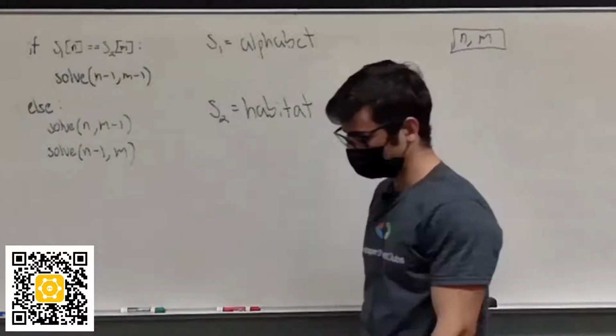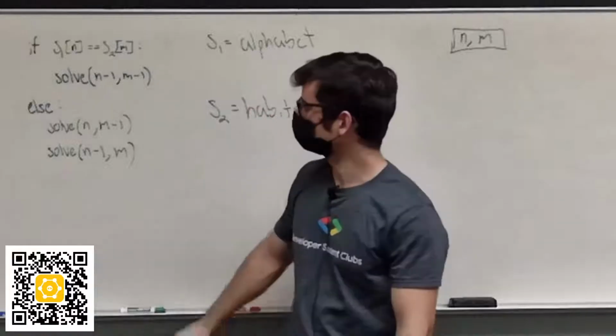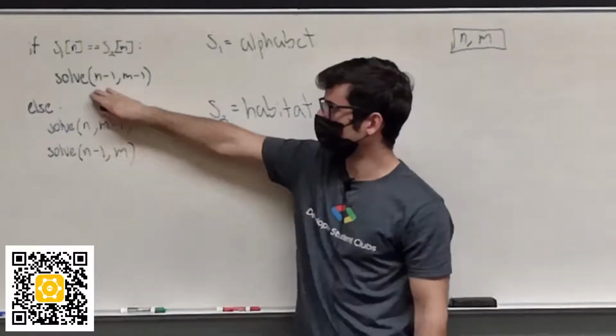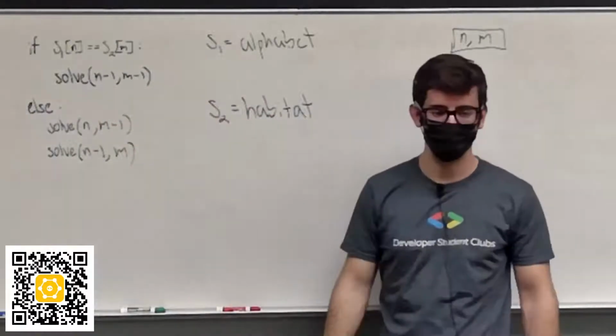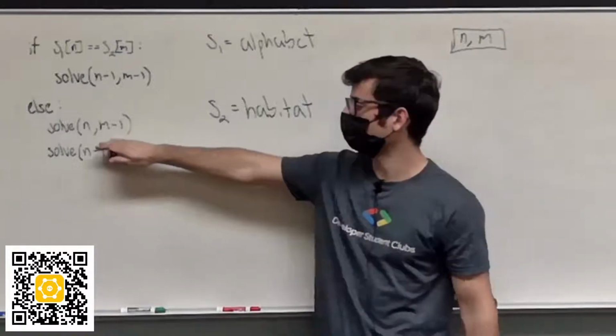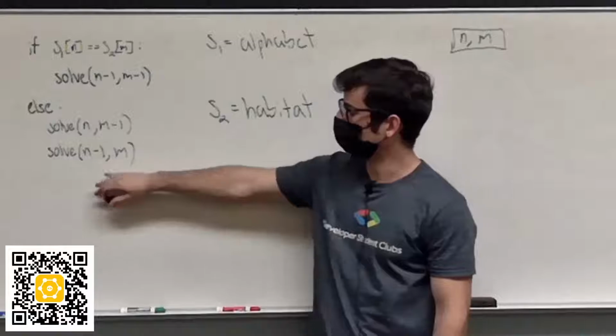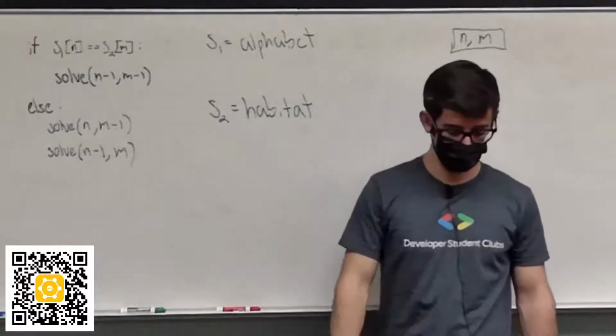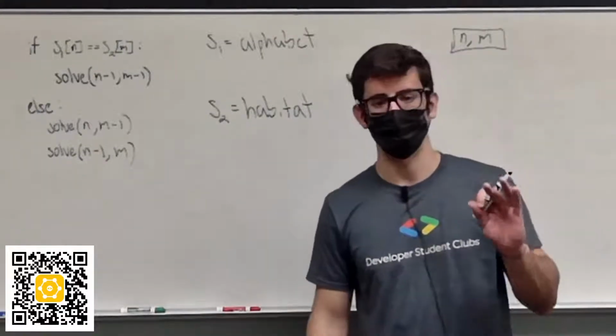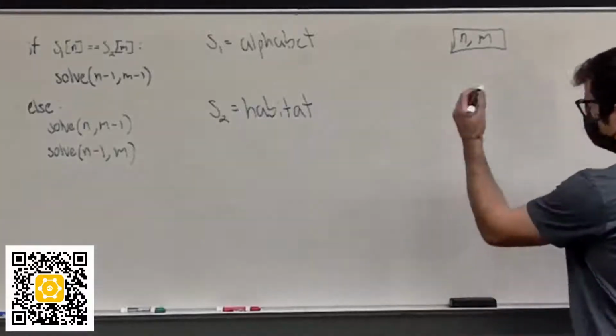This function could return 3 things. It could either call itself with n minus 1, m minus 1, or it could call itself with n and m minus 1. Or finally, it can do n minus 1, m. So there are 3 calls that this function can do. So let's add that.